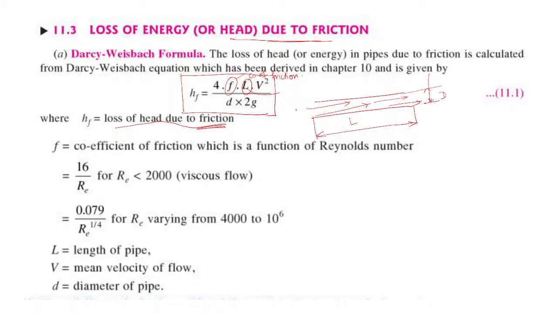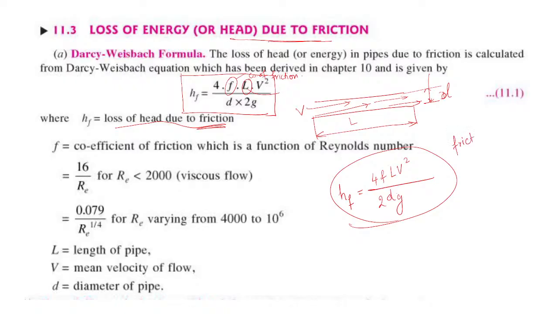V is the velocity. What is the velocity of the fluid? Okay. Here they have taken small d, because we are considering the internal diameter. Okay, into 2g. This formula is very important. You keep it in your head. h_f equals 4 f L V squared over d 2g. Okay, this is the formula to find the major loss, that is due to friction, right?